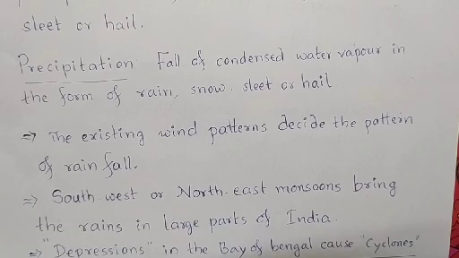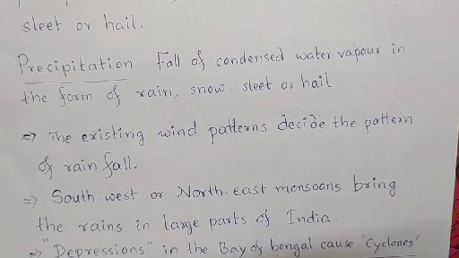So we have already learned what precipitation is: the fall of condensed water vapor in the form of rain, snow, sleet, or hail is known as precipitation. Okay.